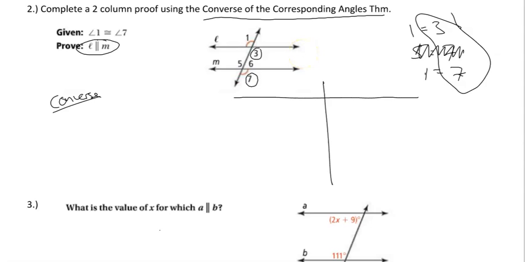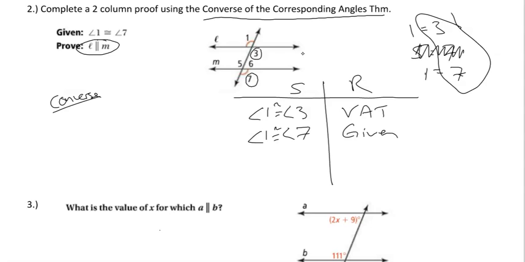Easy proof. Statements, reasons. Let's start out by saying angle 1 is congruent to angle 3 by the vertical angles theorem. Ta-da! The next one, we know angle 1 is congruent to angle 7. Why? Because it's given. See how nicely this flows?